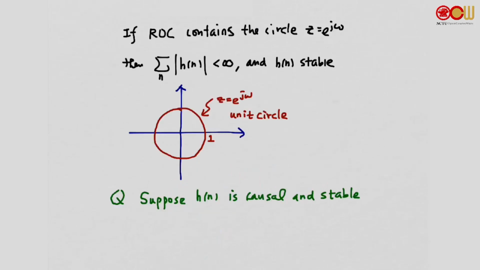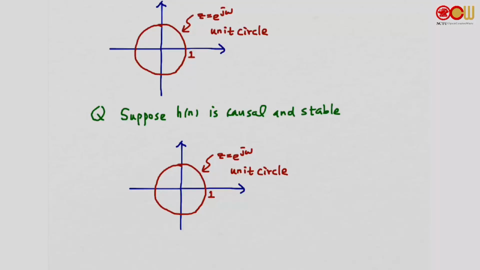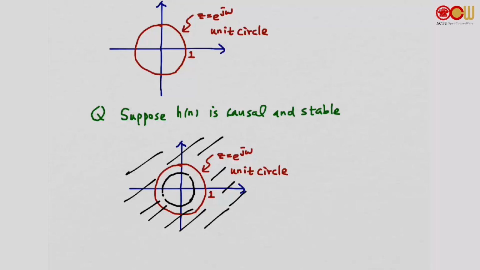A question: suppose H is causal and stable, what would the region of convergence look like? If it's causal, then its region of convergence should be outside a circle. But it's stable, so this region should also contain the unit circle. So there's only one way to go. The region of convergence should lie outside of a circle, and this circle is inside the unit circle.